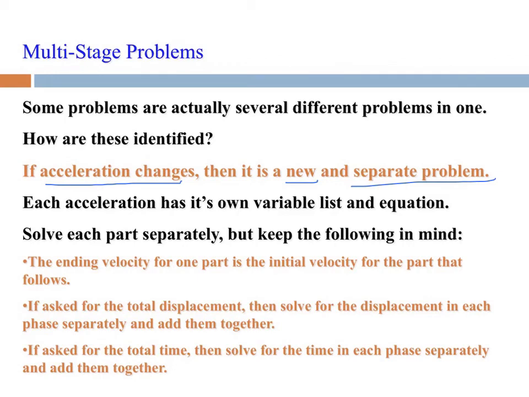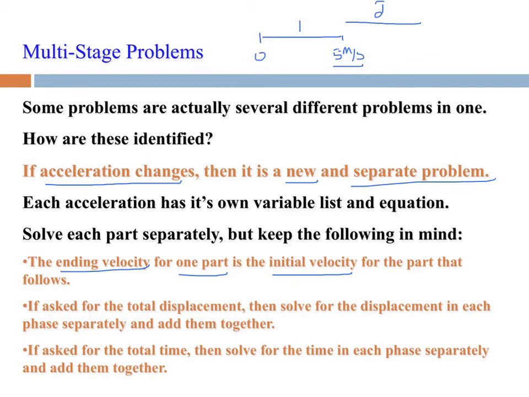Also, something to help you is that the ending velocity for one part is the initial velocity for the part after it. So if I start from 0 and I speed up until I get 5 meters per second, this was the final velocity in the first problem. But then let's say I travel at constant speed after that. Then this is the initial velocity in the second part. So the ending velocity for the first part is the beginning velocity for the second part.